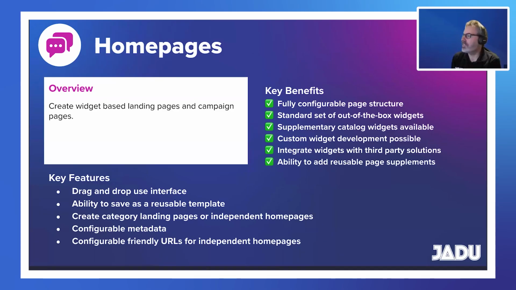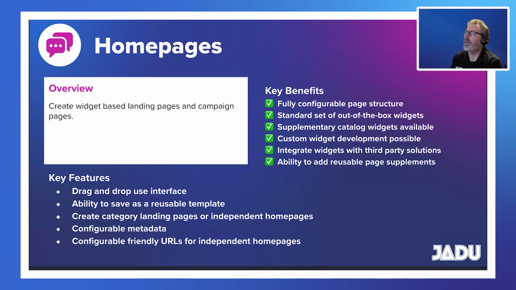I thought it'd be useful just to start by popping up this slide from the last session that we did on content types, with a summary around what home pages are. So home pages are effectively our widget-based pages that give you a lot of control over the content layout. And also using widgets, you can source information from other systems. There are widgets out of the box that do various different things in terms of presenting information from within Jadu as well.